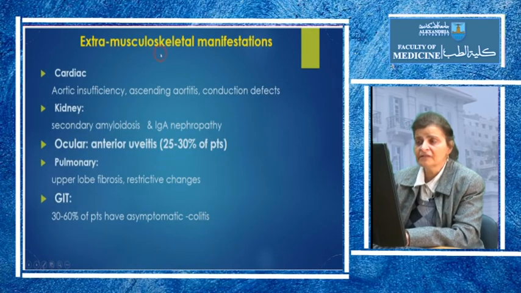What are the extramuscular skeletal manifestations that you should be particularly wary of? Aortic insufficiency and ascending aortitis, conduction defects, kidney secondary amyloidosis, and IgA nephropathy. Do not forget the anterior uveitis, pulmonary manifestations, including upper lobe fibrosis, restrictive changes, GIT manifestations, as we said, and very importantly, many of our patients may have asymptomatic colitis, so we should be aware of this.